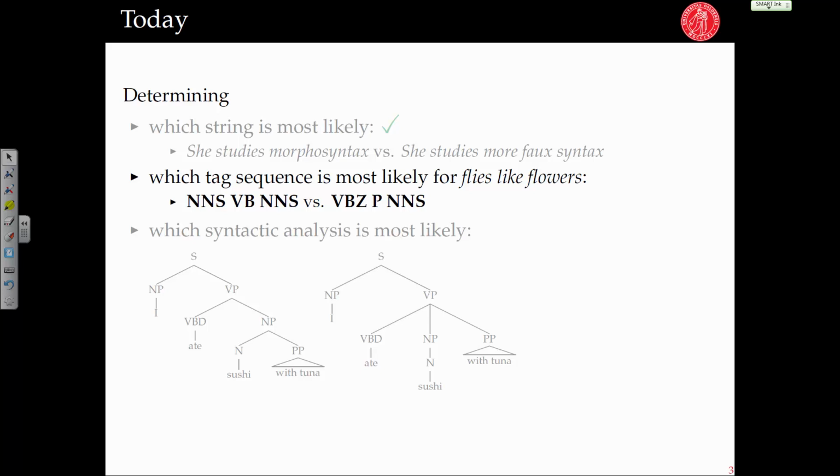And of course this has also implications on what kind of label we can assign to like, whether it's a verb or a particle. So these are two likely interpretations or sequences that we can assign, and we want to determine which one is the more likely, which one has the higher probability.